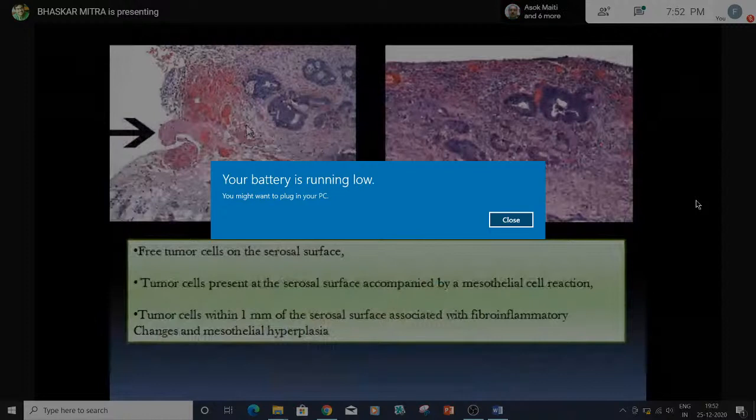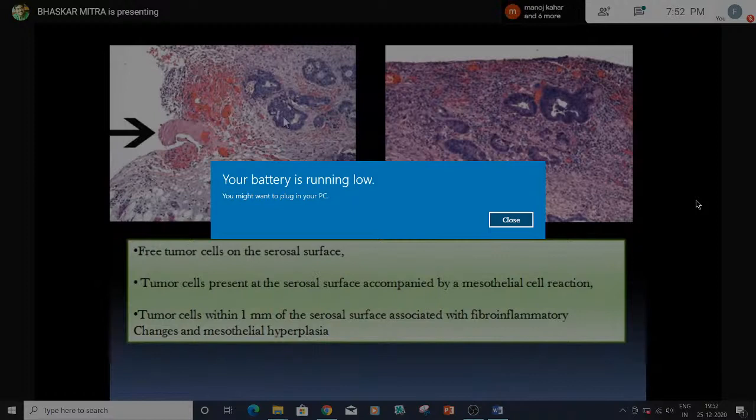Because now here we look for other things. Some of the centers also do a cytological scraping of the serosa from those suspicious areas, and they get the cytology. That will also be helpful. If we get positive tumor cells on the cytology, it will be very easy to call it a T4, but very few centers do that; it is commonly not done.